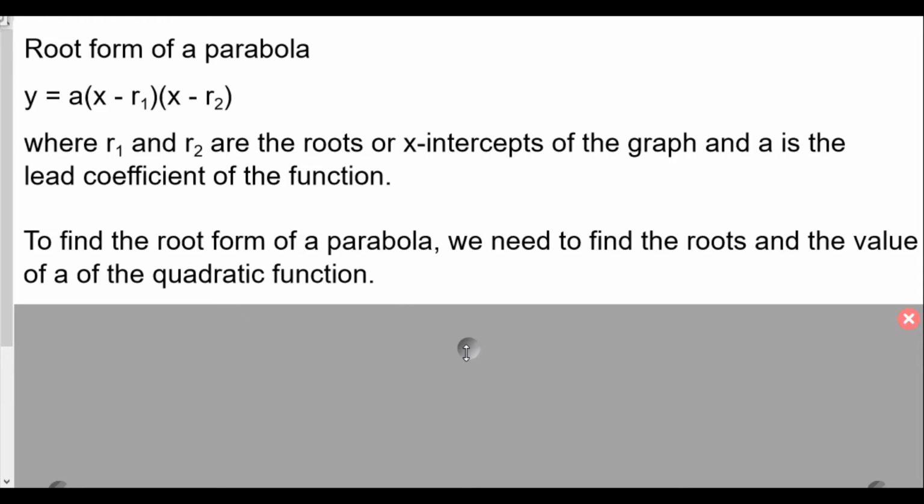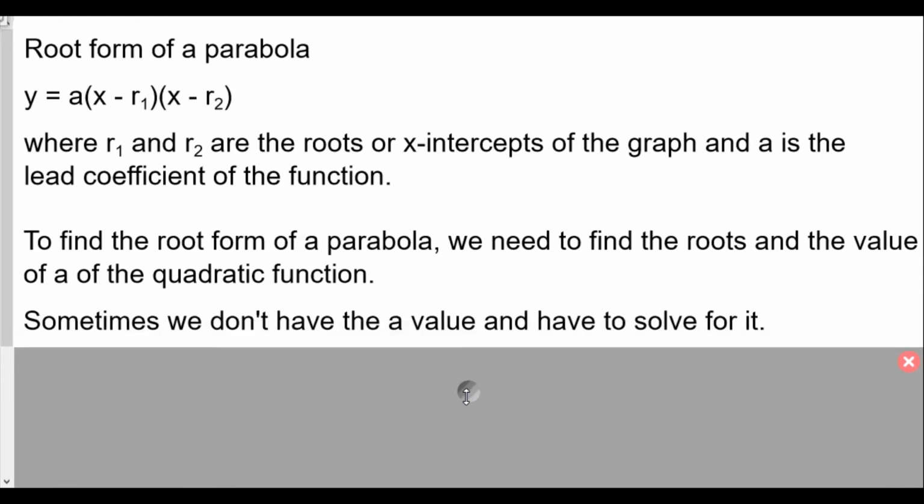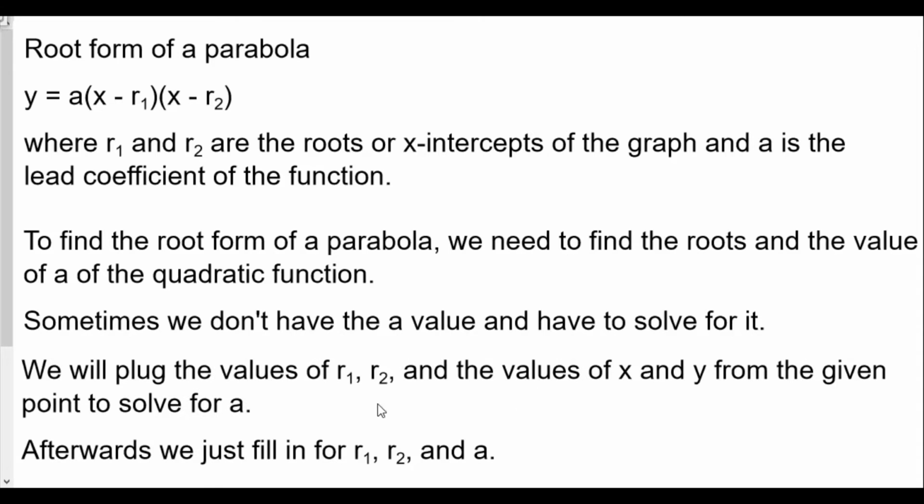However, sometimes we don't have the a value, we have to solve for it. And so in this case, what we do is the following. We'll plug in the values of r1, r2, and the values of x and y from the given point to solve for a. Afterwards, we'll just fill in r1, r2, and a into our root form formula.